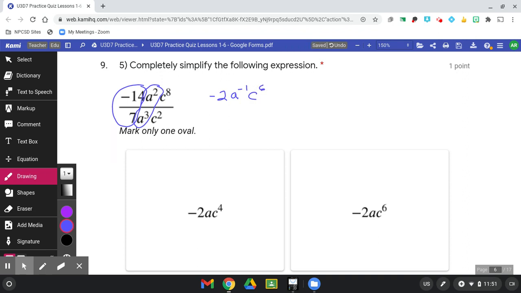Now, we have to represent in positive exponents. So the -2 and the c to the 6th stay on the top, but the a goes on the bottom. Be careful that you didn't bring that -2 down. Okay, that -1 only goes with the a.